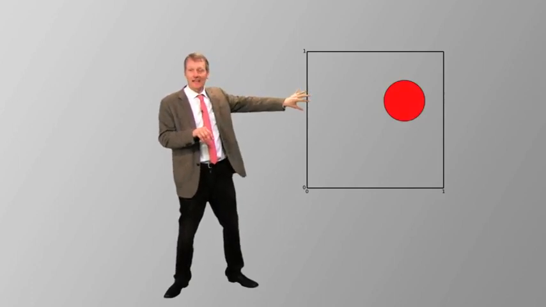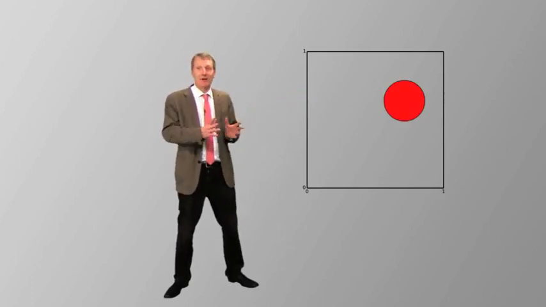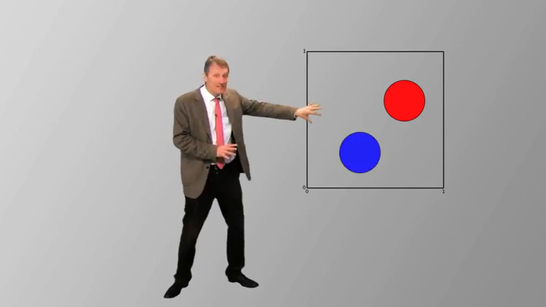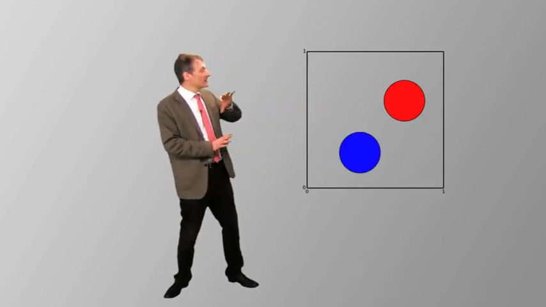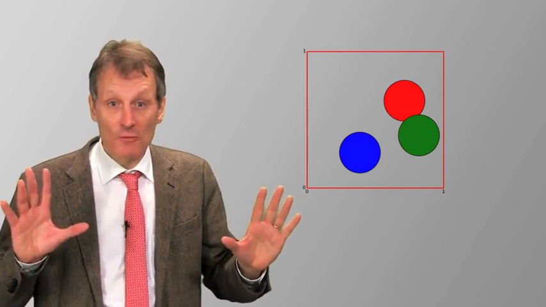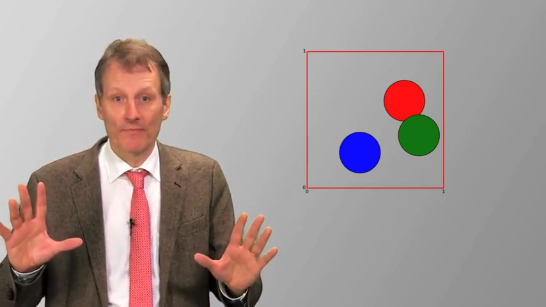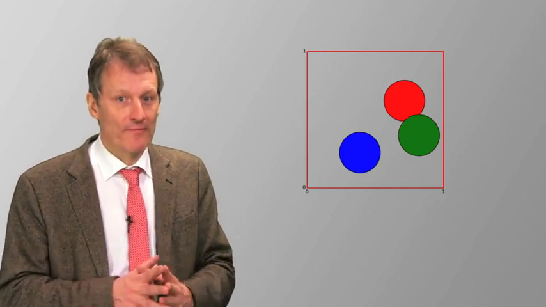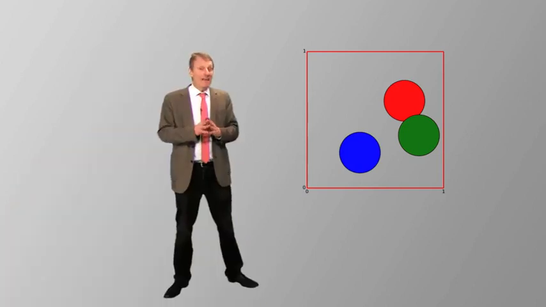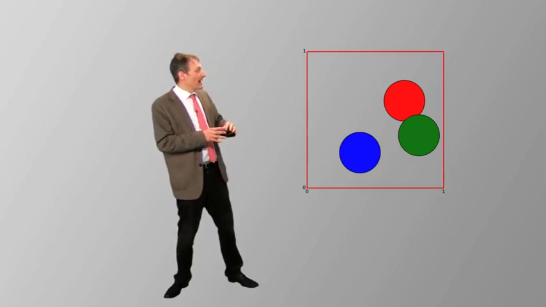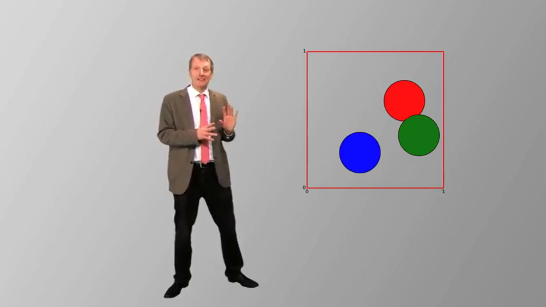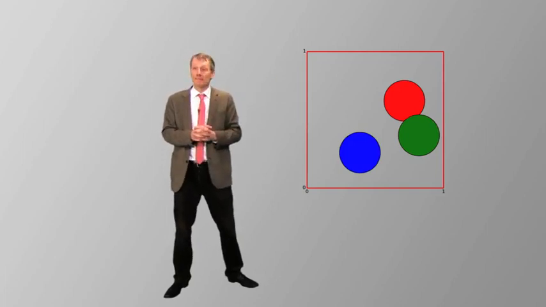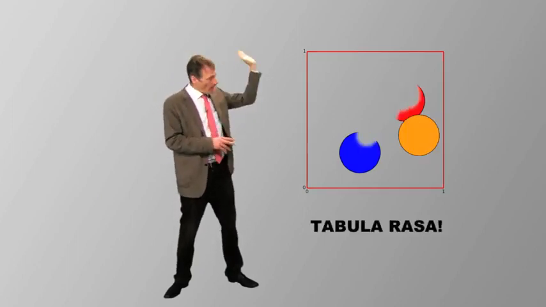Let's do it again. Let's place the red disk at a new random position inside the box. Then the blue disk. Then the green disk. Ouch! We have generated an overlap. What should we do now? You might be tempted by simply taking away the green disk and try to place it again. But this is wrong. The correct solution is called tabula rasa.